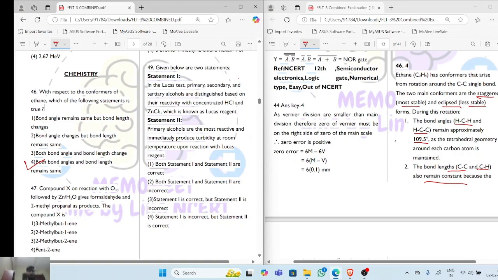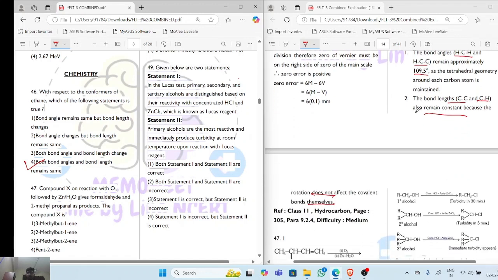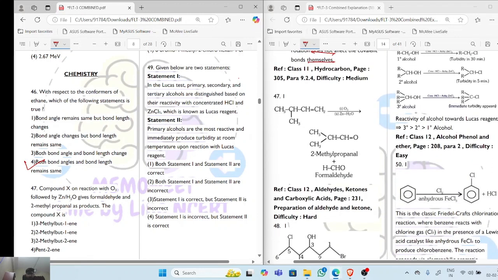So now let's come to question number 47: compound X on reaction with O3, which is ozone, followed by Zn/H2O, gives formaldehyde and 2-methyl propanal as products. What is compound X? So ozonolysis, we know, is a very important reaction. So we are taking the compound X.